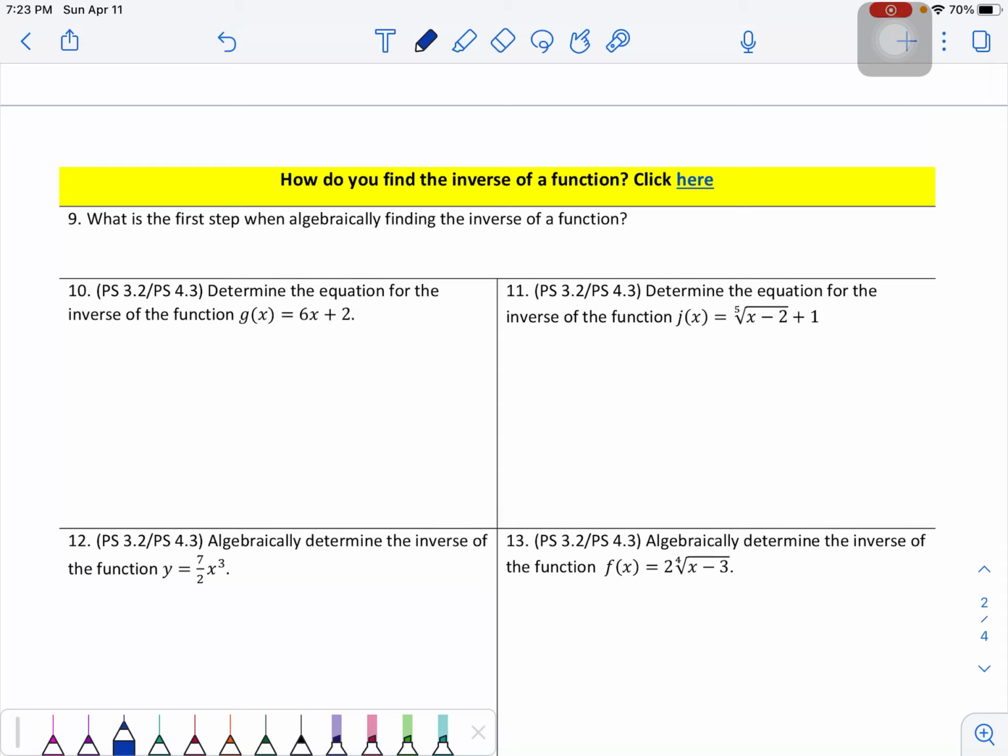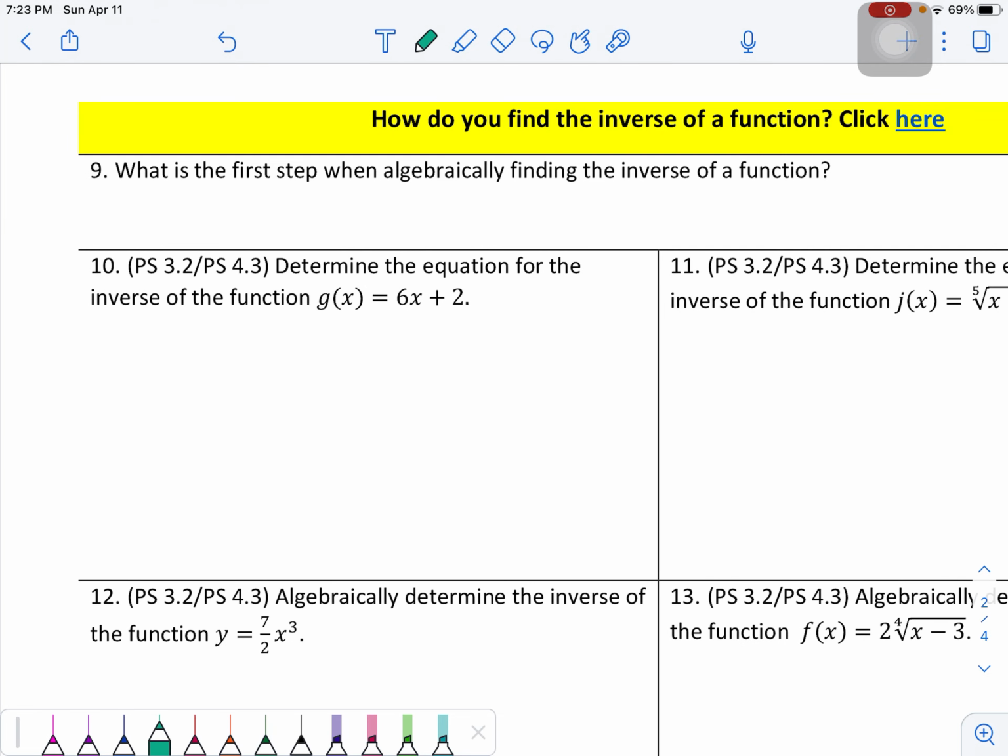All right, let's get into page 2 of the study guide. First part of page 2, problem number 9. What is the first step when algebraically finding the inverse of a function? First step is going to be to switch, swap, exchange, however you want to say it, the x and y variables. That's the whole purpose of an inverse, is you switch the x's and y's.